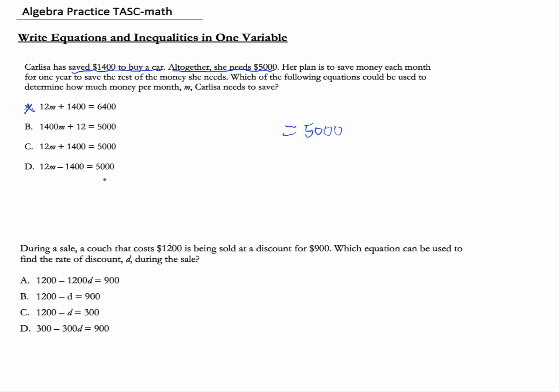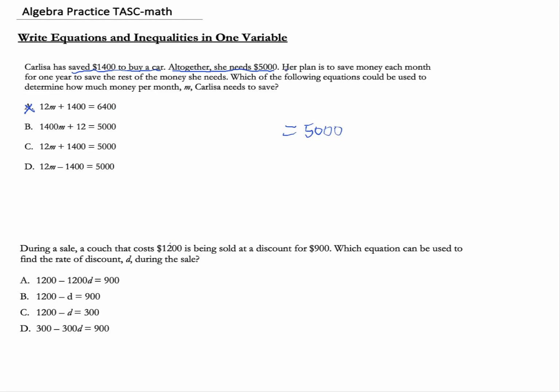Here's a strategy to use on the TASC test. If you go in and you don't know how to solve the problem and you look at your answer choices and you see that 3 of them equal 5,000 and the fourth one equals a different number, I would suggest you eliminate that. That is not your answer. The examiners know that when students are unable to solve a problem, what they do is they look at what numbers are given in the problem and they either add them together or subtract them. If you take 5,000 and add it to 1,400, you're going to get 6,400.